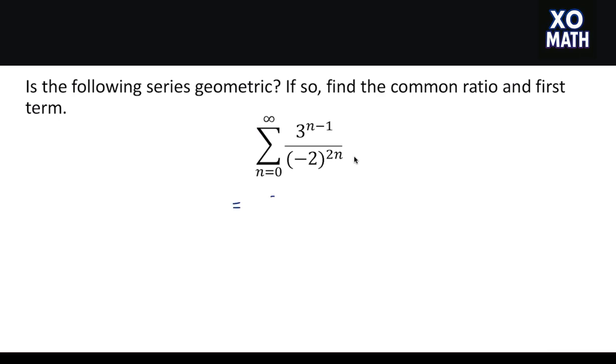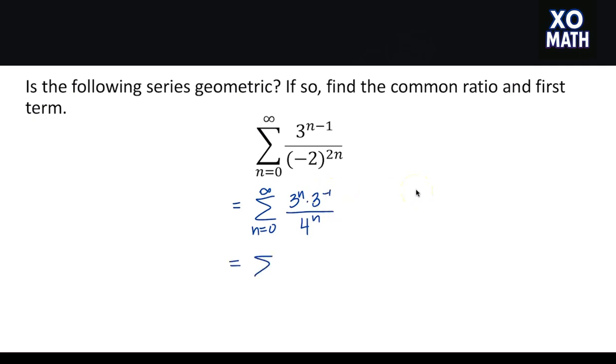So we'll write the sum of n equals 0 to infinity. What I'm going to do on this one is write this as 3 to the n times 3 to the -1. And then on the bottom, (-2) to the 2n. So I'm going to take -2 and square it. So that's going to be 4 to the n. Okay, so now 3 to the -1, I can move that to the other side of the fraction bar, and that would make this a +1.